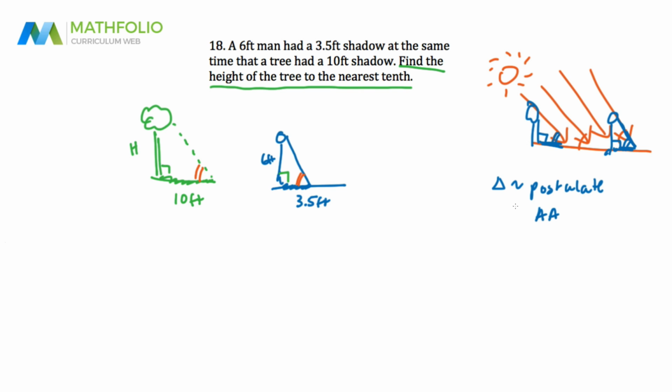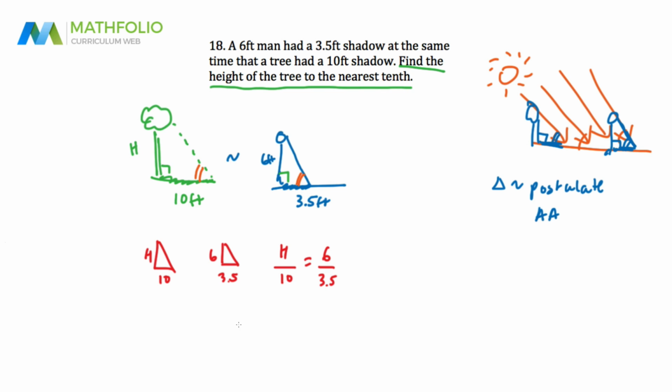Angle, which proves that these two triangles are in fact similar. So that's going to help us solve this problem. We have two similar triangles, and so if we get rid of the tree, you could say this is 3.5 and 6, and this is 10, and h. So there's a couple of ways you could do this. You could set it up as h over 10, height over shadow, equals 6 over 3.5, height over shadow.